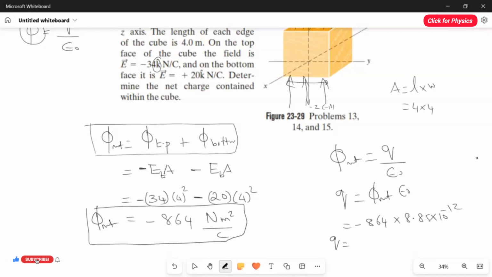Q, which is equal to minus 7.65 multiplied 10 to the power of minus 9 Coulomb. So here I got this answer. So this is the answer for this question.